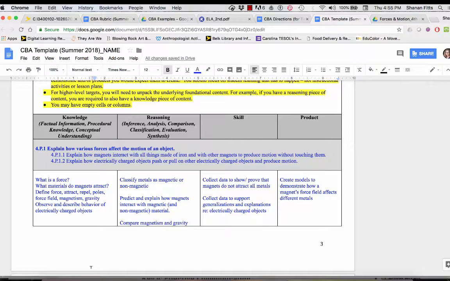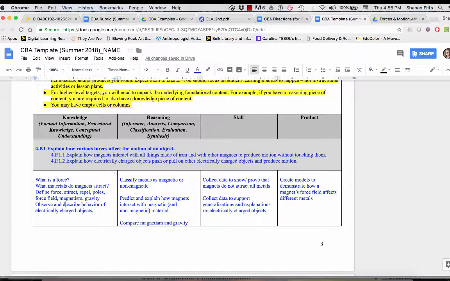Originally, I put it on skill because in science, observation is a process skill. Now that I'm saying that out loud, I think that could be on the skill side. So I'm going to put it back over on skill, because after I was thinking about it, maybe describing something could be more on the knowledge side.